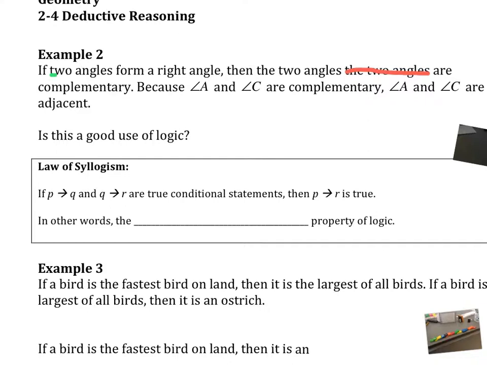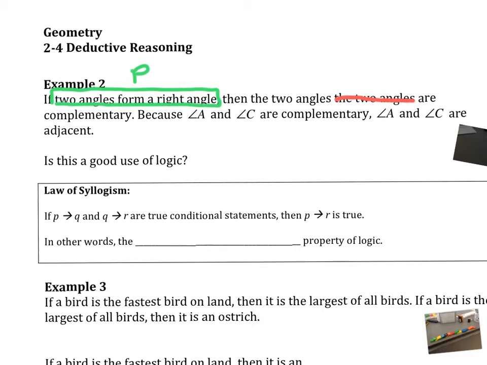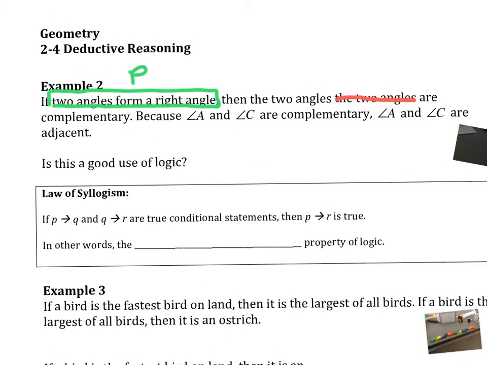Let's see here. Here is my hypothesis. This is what we are calling P. Two angles form a right angle. Okay? Next. The next part is that the angles must be complementary. That's Q. So what does it say? The true statement says this, that P implies Q.